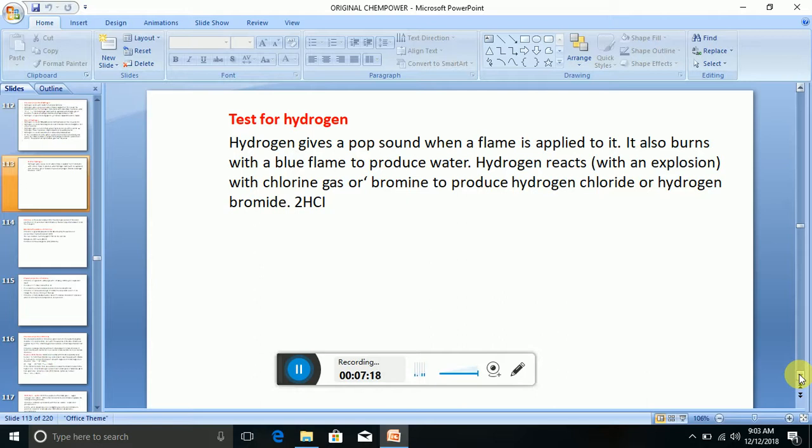Test for hydrogen. Hydrogen gives a pop sound when a flame is applied to it. It also burns with a blue flame to produce water. Hydrogen reacts with an explosion with chlorine gas or bromine to produce hydrogen chloride and hydrogen bromide.